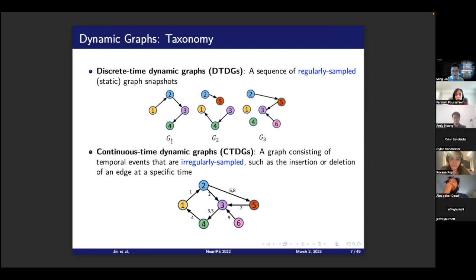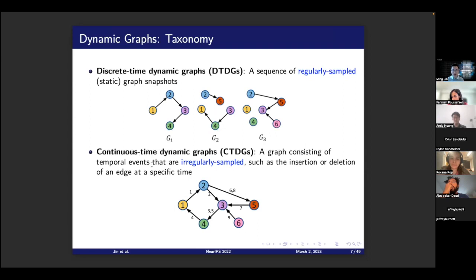The time interval between G1, G2, as well as G2 and G3 are equal here. But the difference is that in each of the graph snapshots, we may have different structural as well as attribute information involved, as you can see from this example.